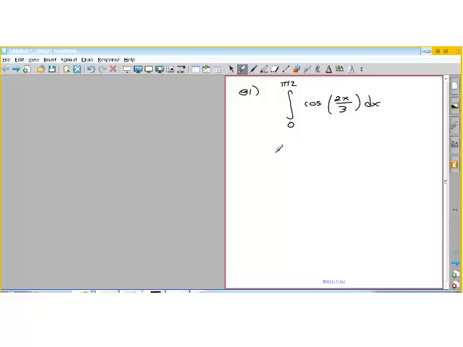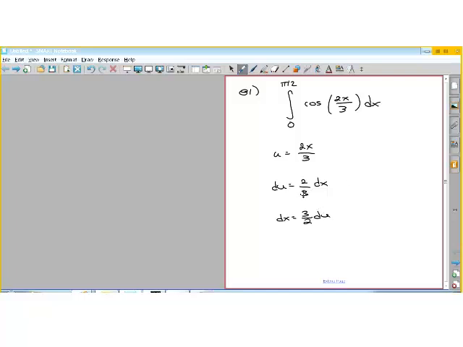Okay, so you pick the argument of the trig function to be u. So du is the derivative of this. Well, the derivative of x is 1, so we get 2/3 times 1, and then we multiply by dx to get it in the proper form. So what do we have? We just have dx by itself. So dx is 3/2 du.